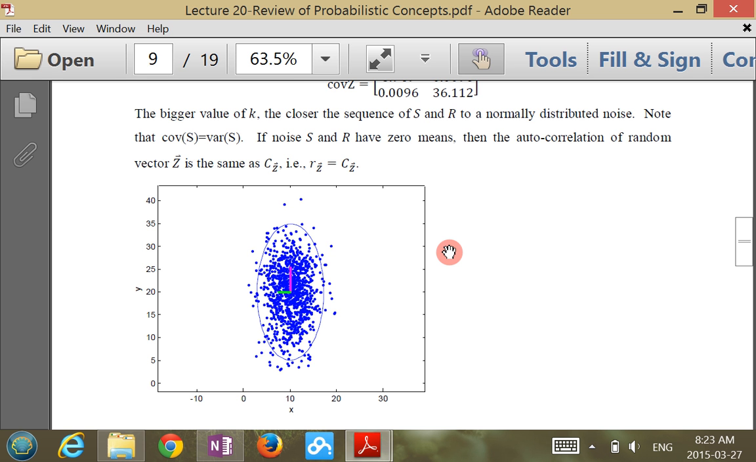Now if you plot this out, you can see the distribution of all the dots. It's very clear based on these random variables.